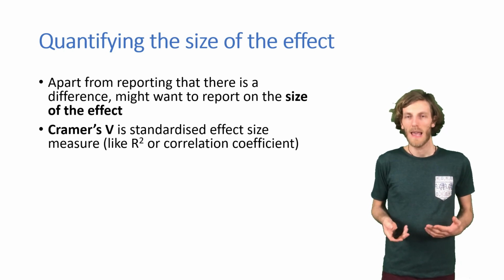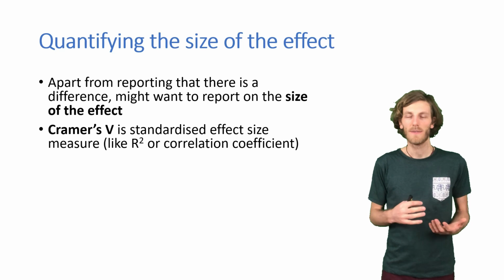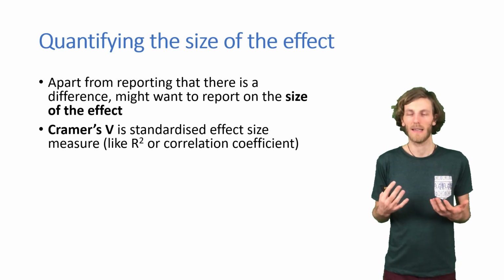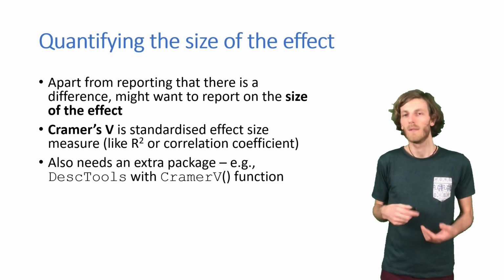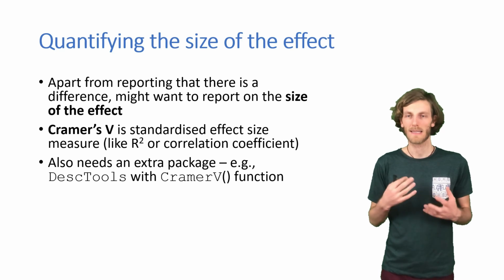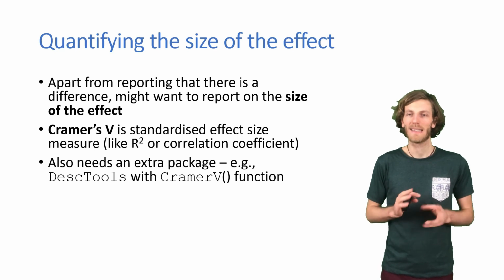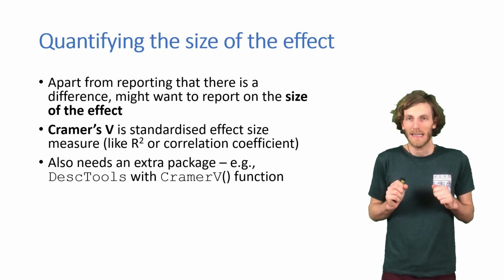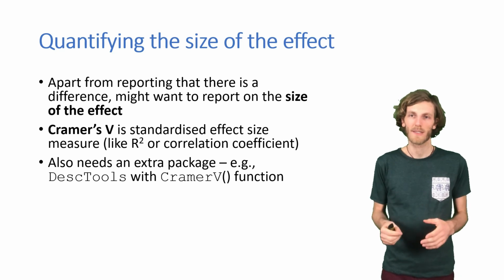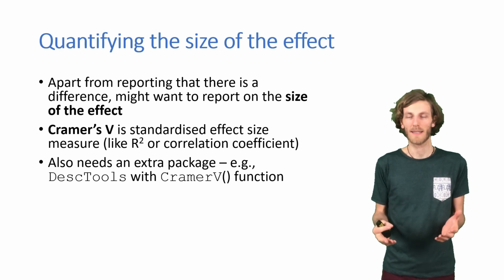One place to look might be Cramer's V. It's quite similar to a correlation coefficient. It's a standardized measure of an effect size. It also needs an extra package in R, but then it's easy to calculate. However, it doesn't tell us all that much. There's no very good intuitive explanation for it. I'd encourage you to use it if you need to quantify the strength of an association between two variables with many different categories, because then there's nothing better.